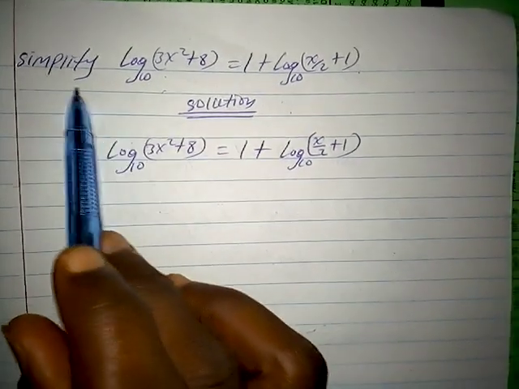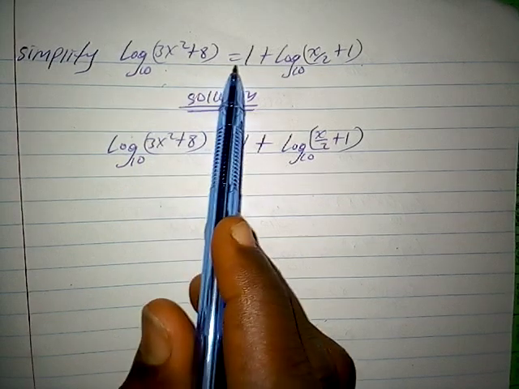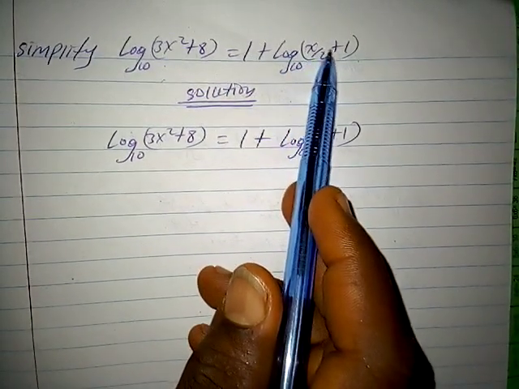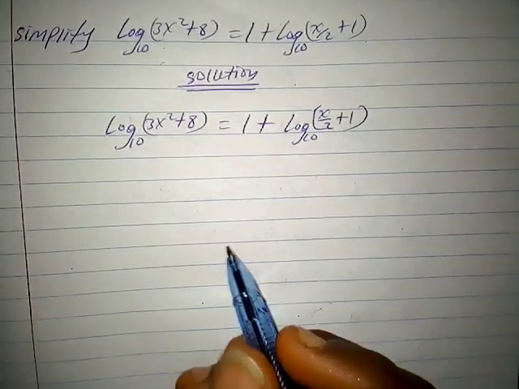Now let's solve. Simplify log of (3x squared plus 8) base 10 is equal to 1 plus log of (x upon 2 plus 1) base 10. Good, we write the same equation.